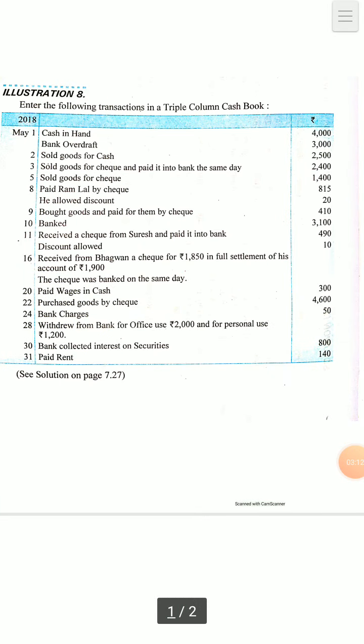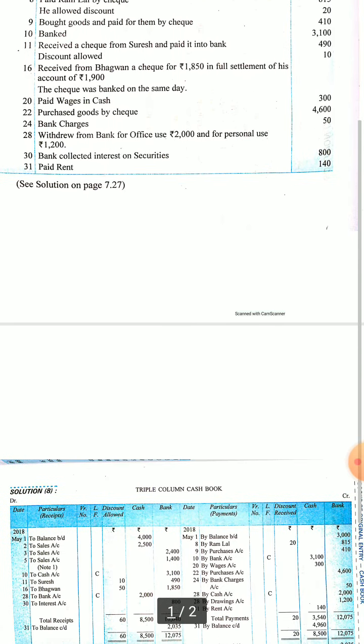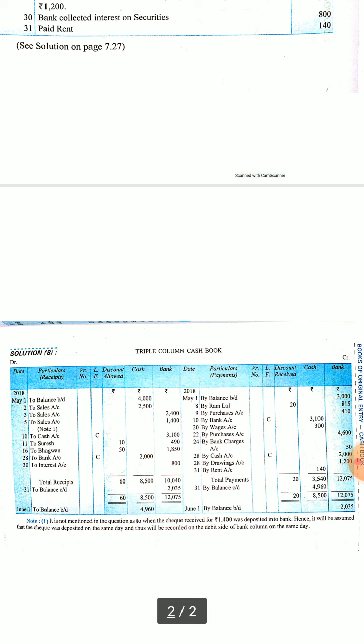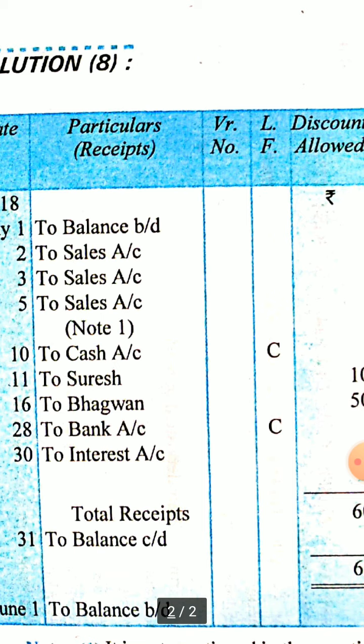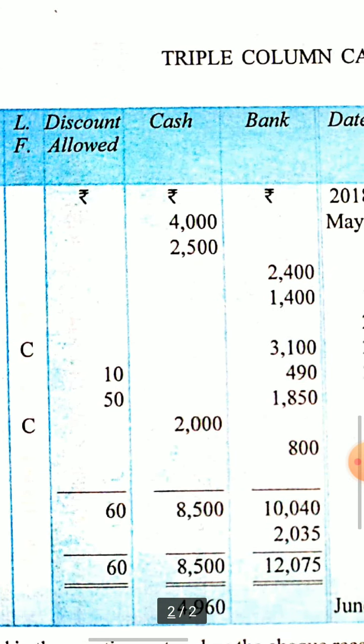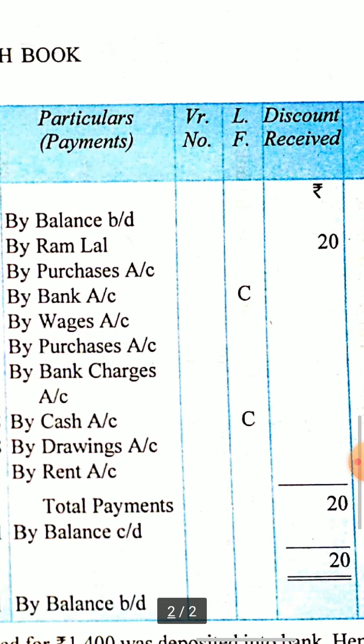Again, next thing is banked 3100. This is a contra entry we say in cash book, because it will enter in both the debit and credit side of the cash book. So it is called contra entry. Now when cash is deposited into bank, bank will increase and cash will decrease. So bank will be debited and cash will be credited. So see, bank will be debited by cash 3100 and again cash will be credited by the bank.